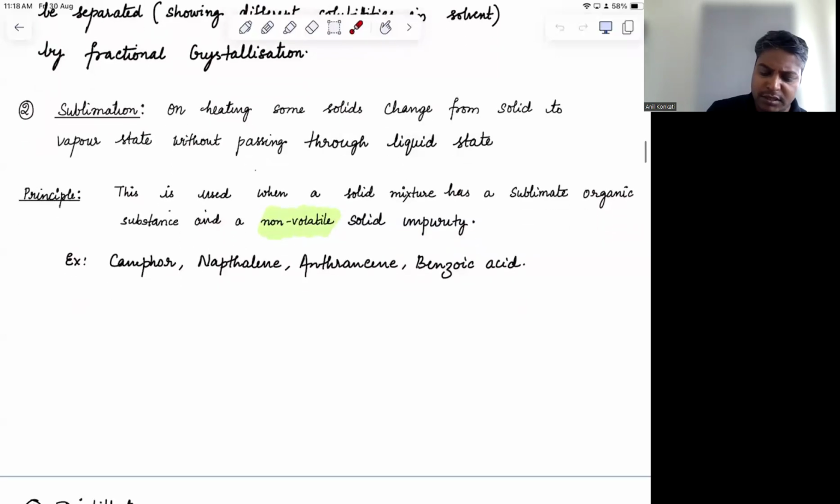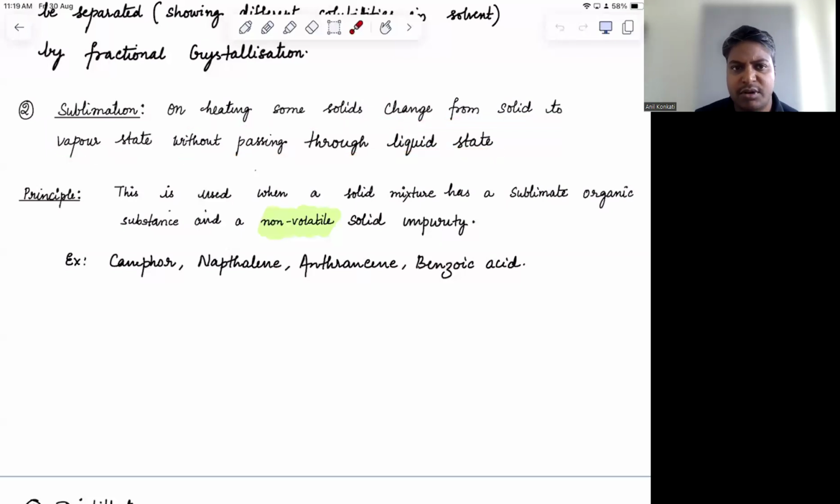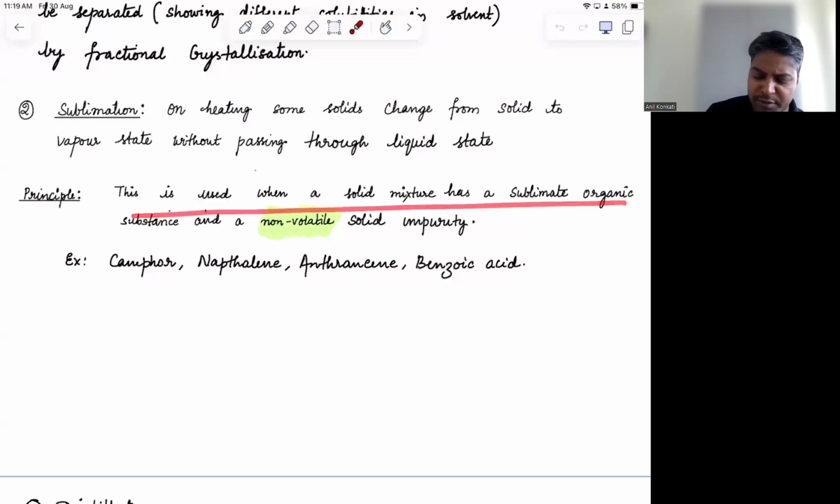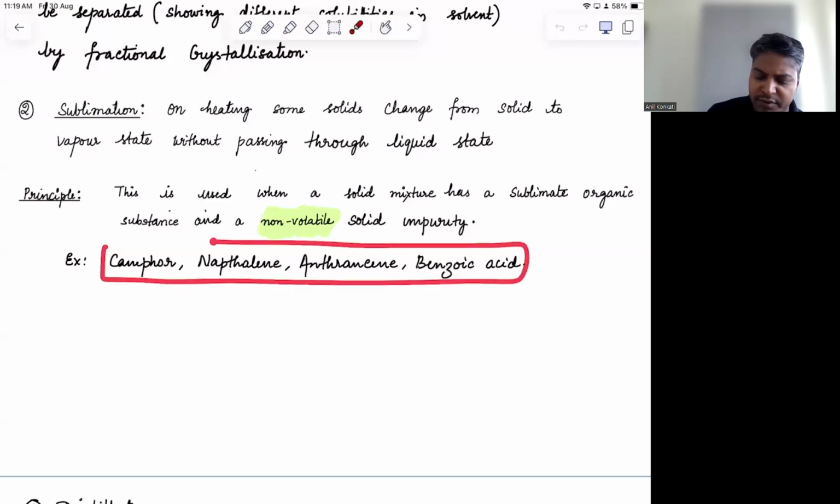Next, sublimation. On heating, some solids change from solid to vapor state without passing through the liquid state. That is called sublimation. This is used when a solid mixture has a sublimable organic substance and a non-volatile solid impurity, like camphor, naphthalene, anthracene, benzoic acid. These are typically purified via sublimation.